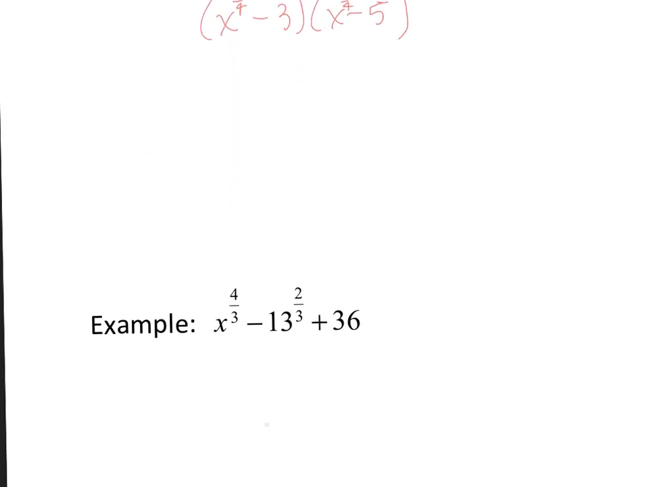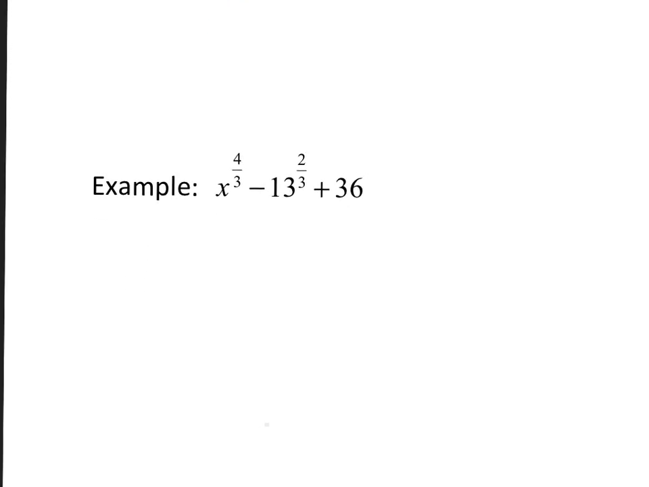Okay, let's try another. All right, so let's take a look. This exponent is half of that one, right? If we multiply by 2, you would get 4/3. So I should be able to factor it the same way that I factor any other trinomial. I'm looking for numbers that multiply to be 36, but add up to be negative 13, which is negative 4 and negative 9.